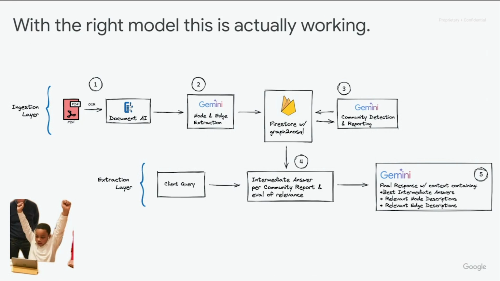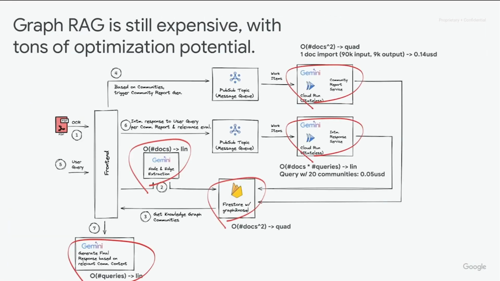That's exactly the architecture that I just showed you in the beginning. Now, for the slightly more attentive ones among you who thought about the latency of all of this, it might be obvious that this can become very expensive at scale because you're doing a lot of LLM calls, especially at ingestion time for the community reports, and secondly at query time for intermediate answer generation, right?